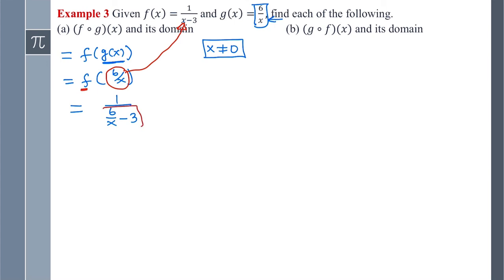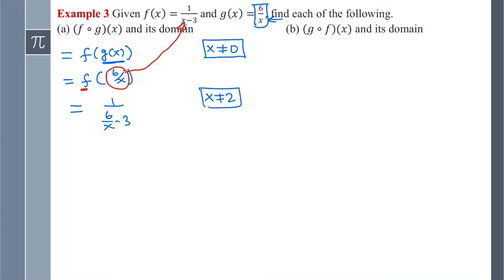0 in the denominator means 6 over x cannot be 3, because if this is 3, then we have 3 minus 3 equals 0. When does 6 over x become 3? Whenever x is 2. So if I have x equals 2, then I have 6 over 2, which is 3, minus 3 is 0. That means, let me rewrite this. So it is 1 over 6 over x minus 3. So from here, we can say x cannot be 2.